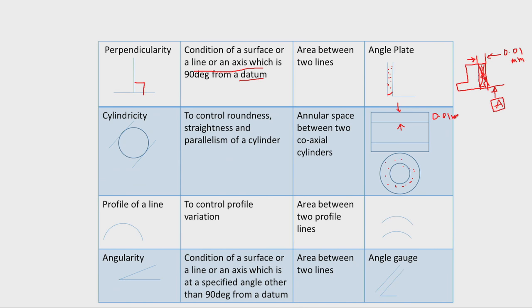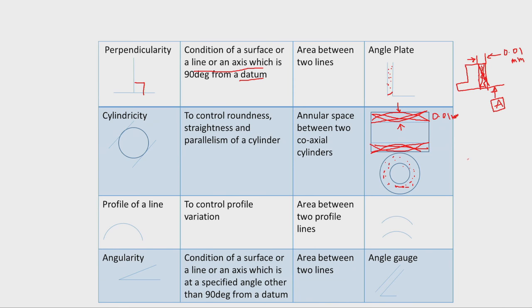Now, all the points, high points and low points on the complete surface of the cylinder should lie within these two cylinders, and the shape can be like this, maybe a taper, or it may be a taper in the other direction, or it can be some bell shaped, double bell shaped, or drum shape. Any shape is fine, but all the variation should be within this allowable tolerance.